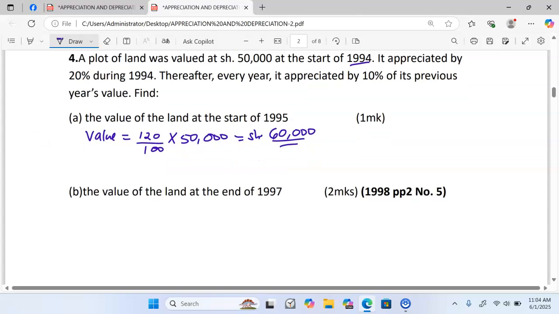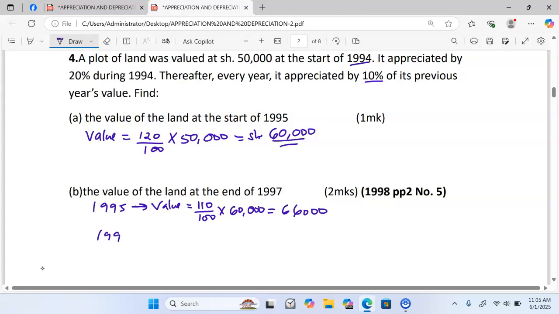In this case, we move to part B, the value of the land at the end of 1997. We say at the end of 1995, the value will be equal to, the rate of appreciation in this case is going to be 10% above 100, which is 110% of the previous amount of 60,000, and this one is going to give us 66,000.